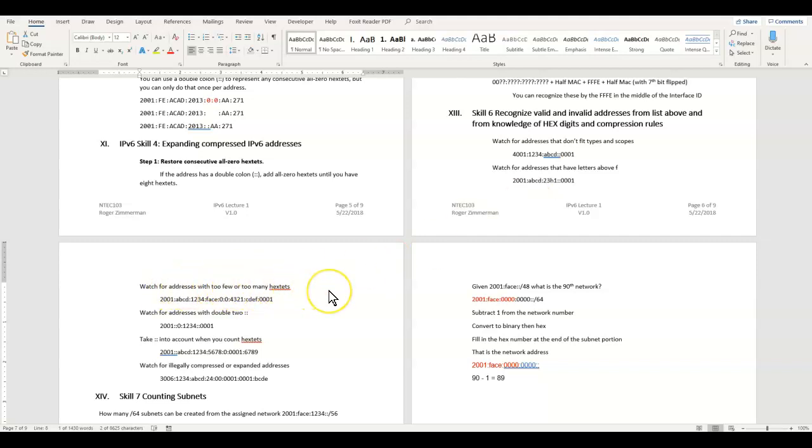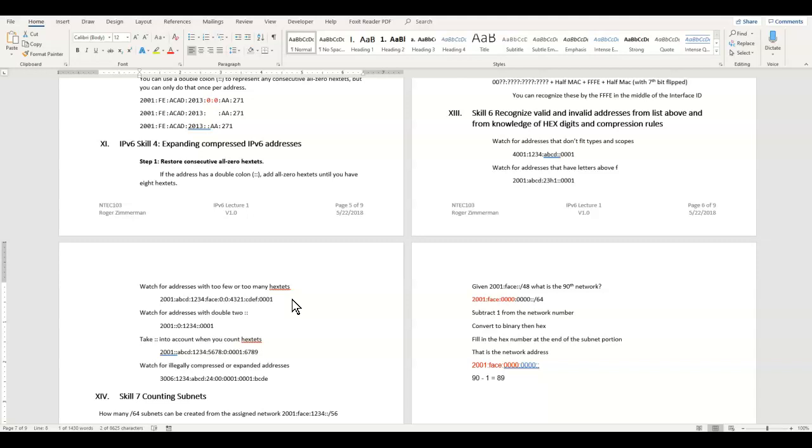Watch for addresses that have too few or too many hextets. Now when you're looking at this address, if I were to count these hextets, I get 1, 2, 3, 4, 5, 6, 7, 8, 9. That certainly is not a valid IPv6 address because there are only 8 hextets in IPv6.